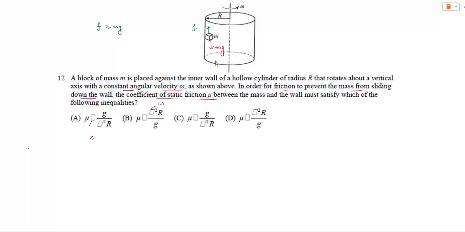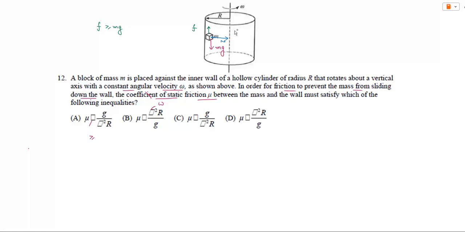Now in order to move in a circle, an object requires what? Yes, it will require a centripetal force. So what is that force here? That is the normal reaction that these cylindrical walls will provide to this mass. It is the normal reaction, right?